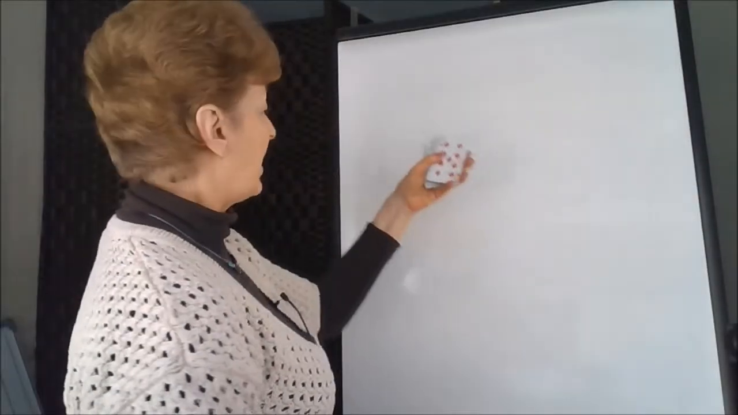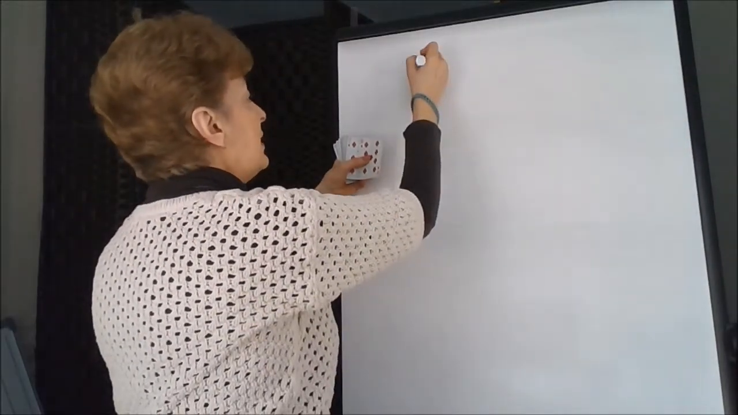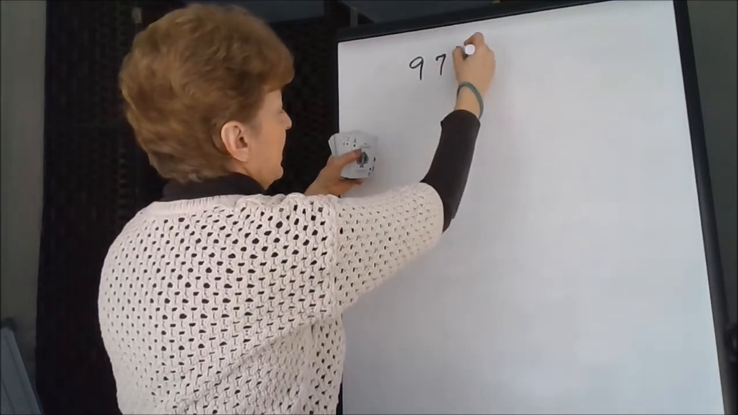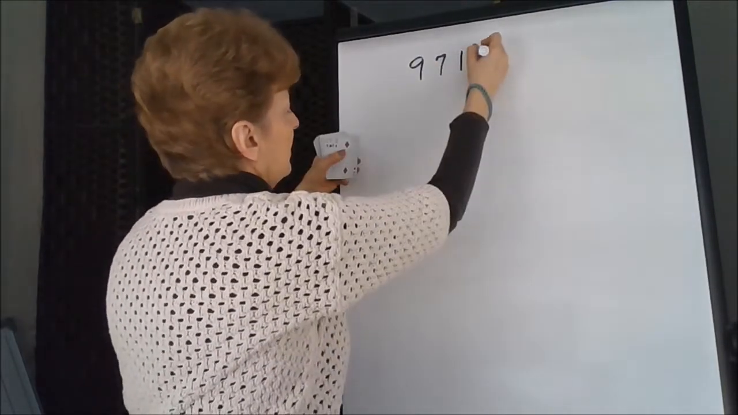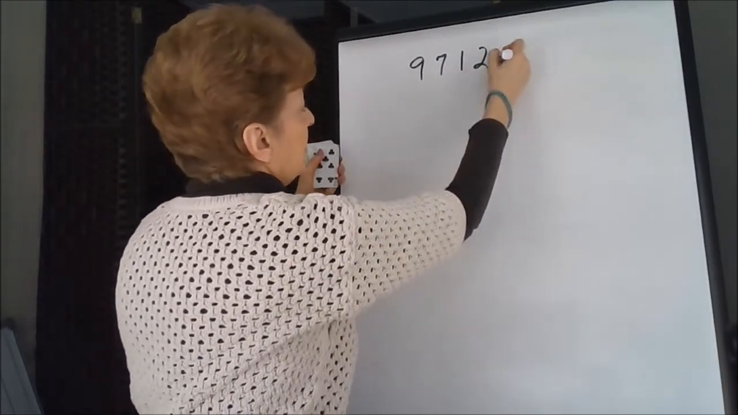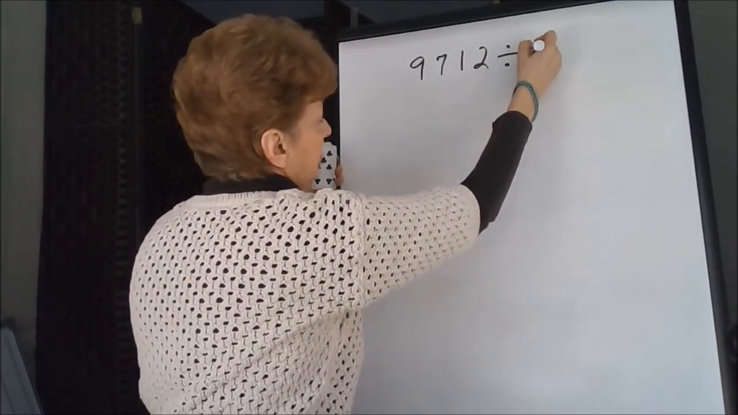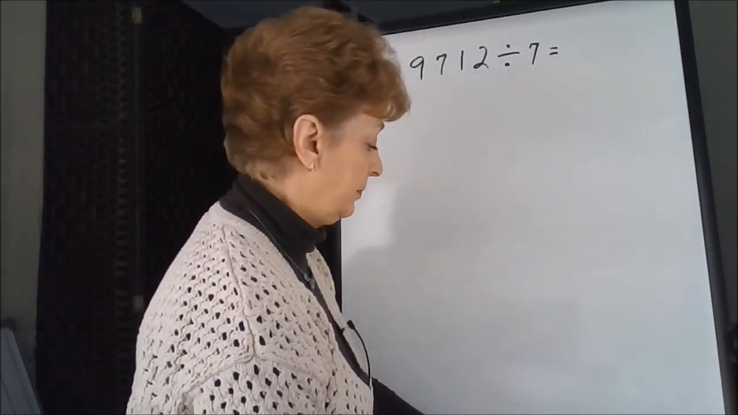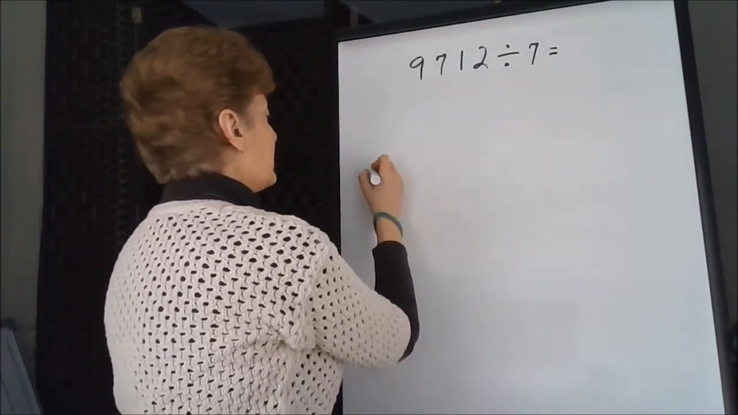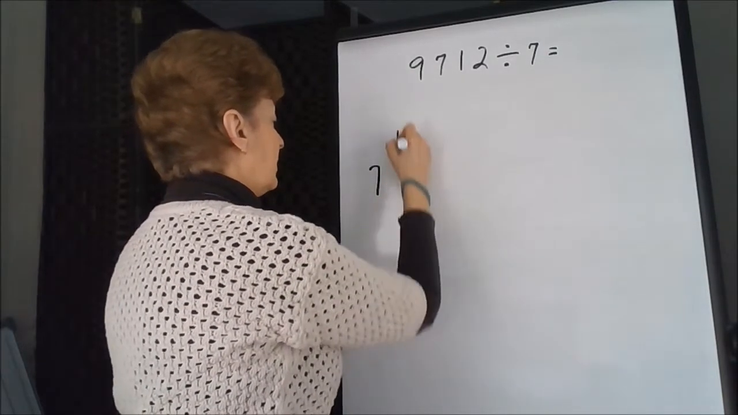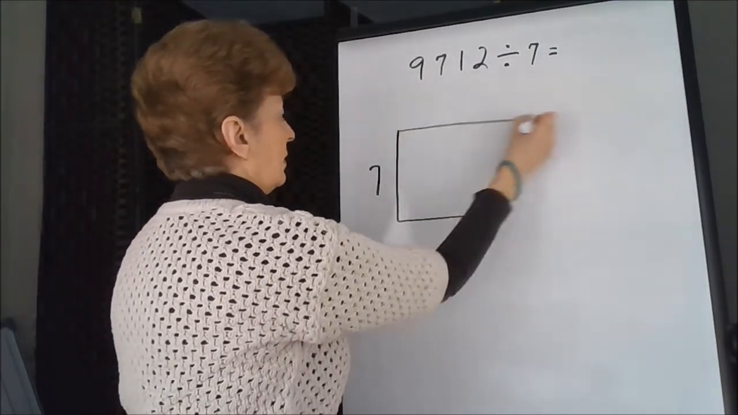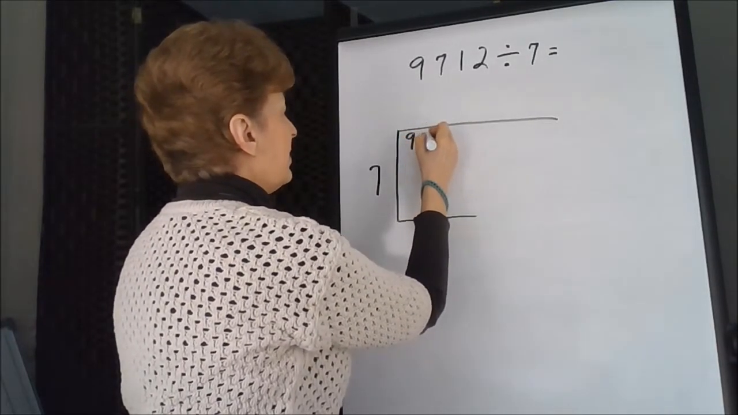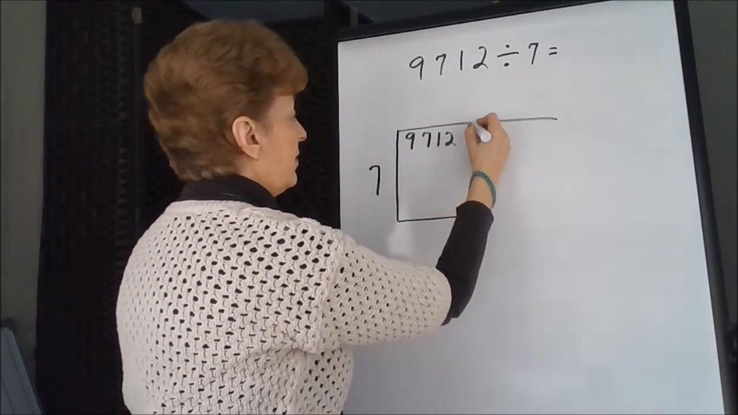Here's another problem: 9,712 divided by 7. Aces are 1s. There's our equation. The divisor comes outside the box, and the 9,712 goes in our first box.